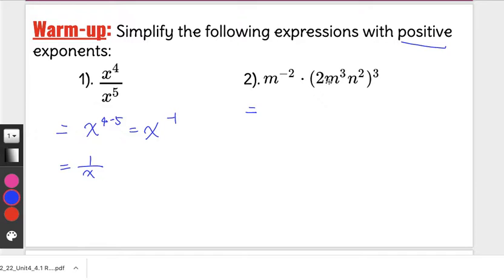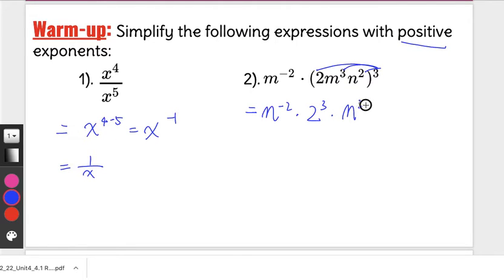Okay, now let's do the second one. As you can see, we have parentheses, we have a power of a power. We also have negative exponents. So we are going to break down the parentheses first, and then we are going to see if we can combine something. The first part is m to the negative 2 power. The second part, when we work on the power of a power, is more like a distributive property: distribute the 3 to every single part. So that means 2 to the third power, m to the third power.